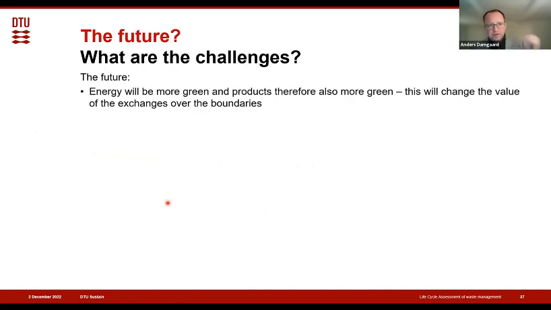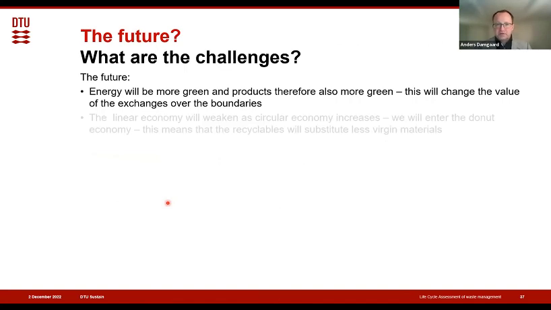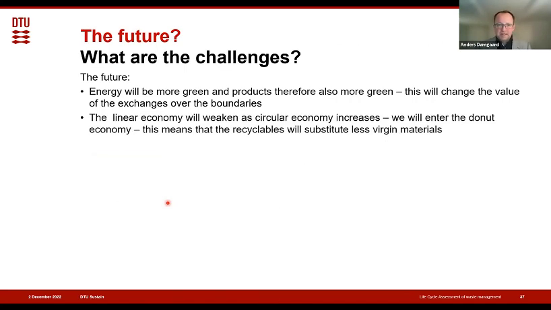So in the future, what are the challenges? Some of the challenges when we talk about LCA is that energy will be more green, and products therefore also more green. And I think this will change the value of these exchanges over the boundaries. That means that energy coming out and product coming out might not have the same value as they have right now. So it's important we have this temporal consideration.